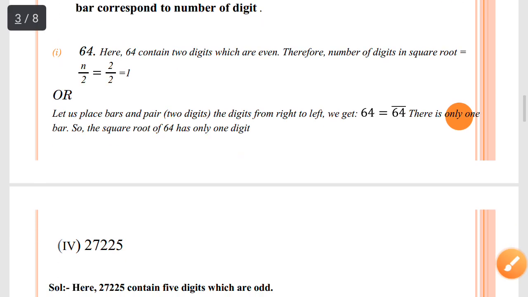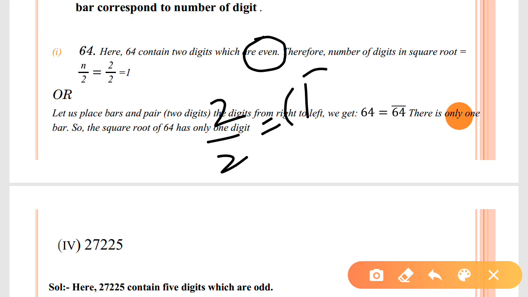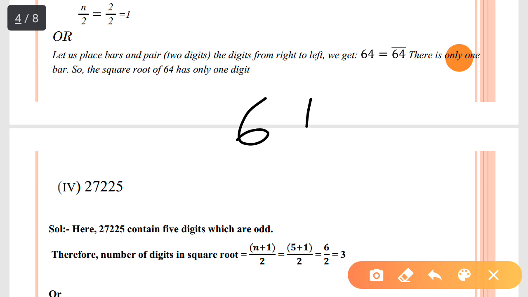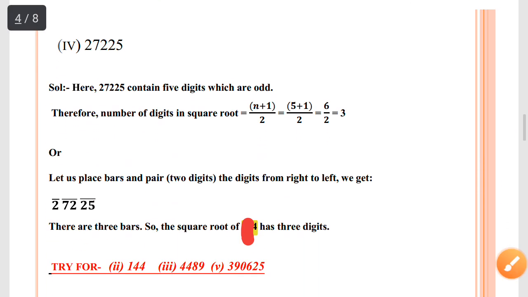Similarly, let's go for question 1, that is we have to find the number of digits in the square root of 64. We know it contains 2 digits and 2 is an even number, so we will just divide by 2 and we got 1, so the square root will contain 1 digit. Another method is we can write it as 64 and pair the digits. It has only one bar, so it will have one digit in its square root.